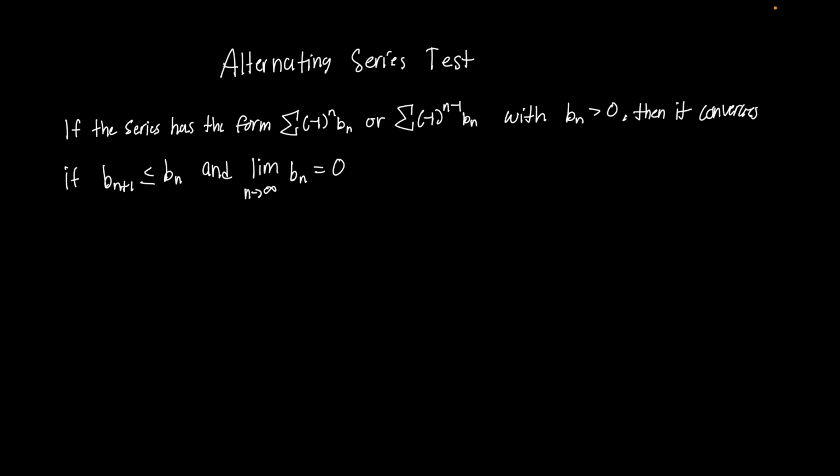Next we have the alternating series test, which applies if the series has the form negative 1 to the n times the term, or negative 1 to the n minus 1 times the term, with the term b sub n being positive. Then this converges if the next term is less than or equal to the current term, or b sub n plus 1 is less than or equal to b sub n, and the limit as n approaches infinity of that term equals 0. You'll automatically think of the alternating series test when you see this negative 1, the alternator. Whenever you see that, the first thing you should think about is the alternating series test.